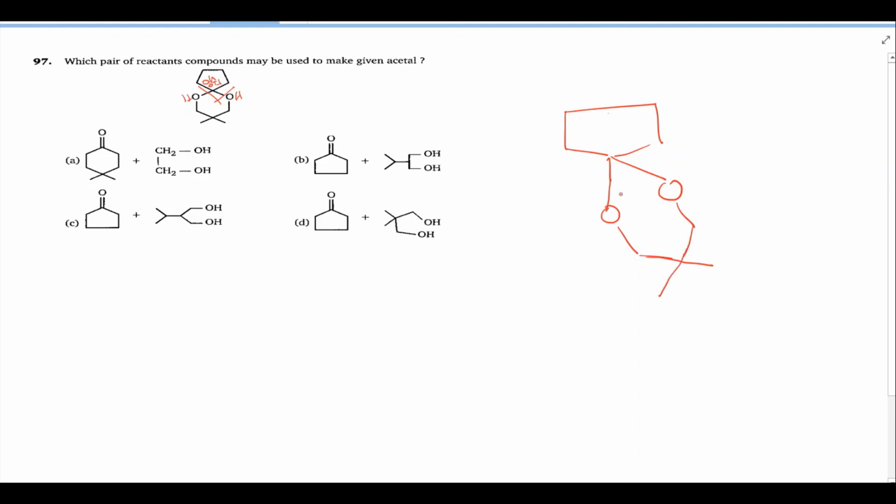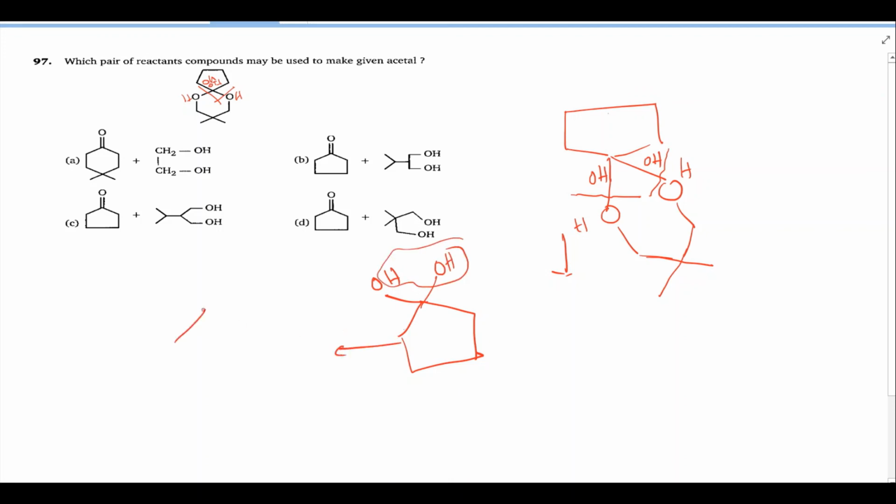Okay, this is the bond breaking here. Here H is added, here OH is added. Then here this is cyclopentane. Here OH is there, here also OH is there. So then water is going to eliminate. Then you are going to get cyclopentanone. And what is the other product?